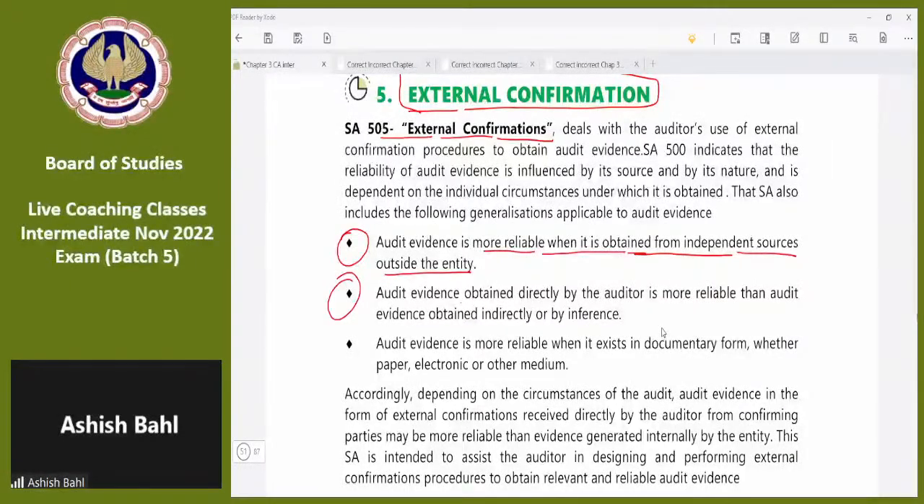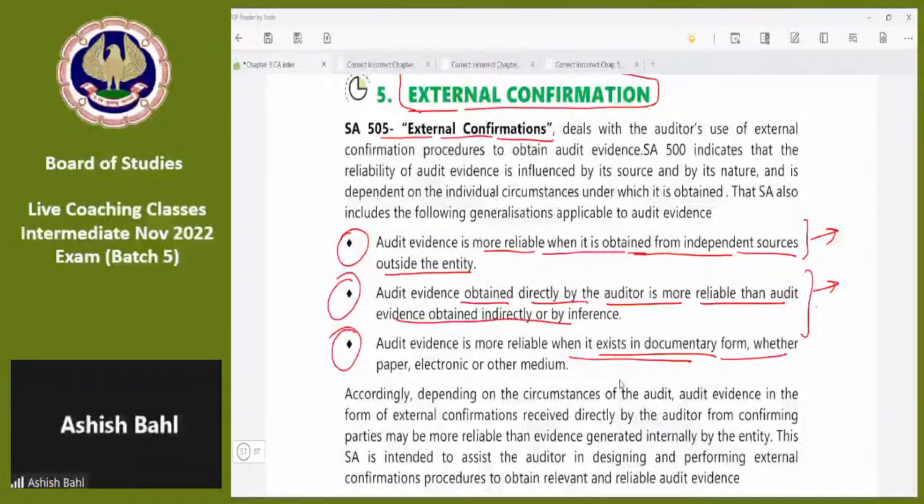Secondly, audit evidence obtained directly by the auditor is more reliable. Obviously, when the auditor is himself obtaining the audit evidence, then it is more reliable. And audit evidence is more reliable when it is in documentary form. Documentary, students, you need to understand that it need not be paper. It may be in electronic form or in any other medium. It is known as documentary evidence. Okay.